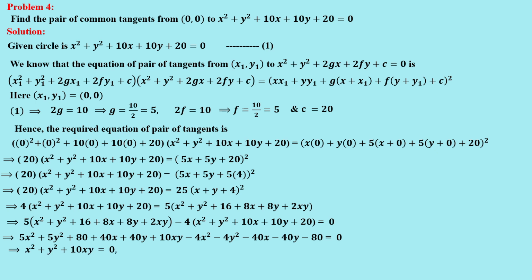So grouping x² terms, 5x² minus 4x² is x², 5y² minus 4y² is y², then 80 minus 80 cancel, 40x minus 40x cancel, 40y minus 40y cancel. Remaining we have plus 10xy equal to 0, which is the required equation of the pair of tangents.